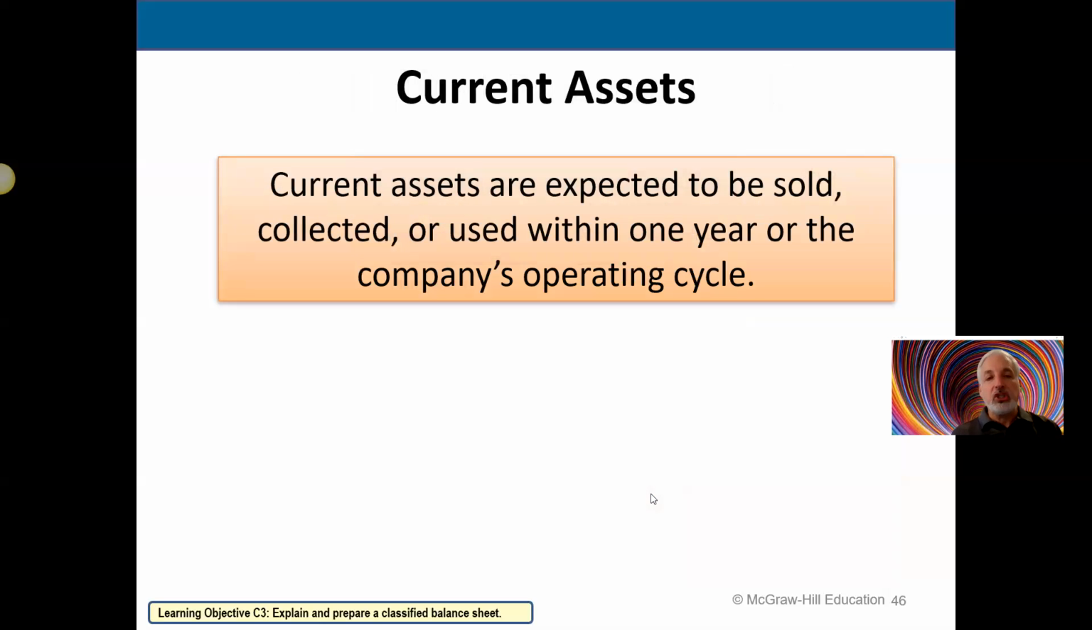Current assets are expected to be sold, collected, or used within 1 year or the company's operating cycle, whichever is longer. Let me emphasize that, especially for you accounting and finance folks. Typically, you go to Kohl's, they buy clothes, they sell clothes. The cycle might be 3 months by the time they buy it, stock it, sell it on average. Every 3 months, they turn over their inventory.